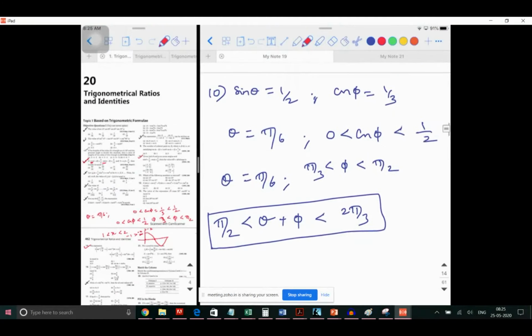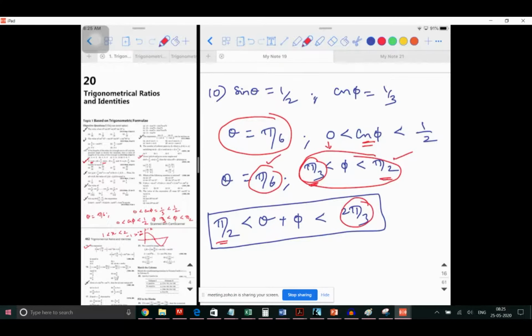Right. So if you look at it, as I told you, it is only one step. Theta is equal to pi by 6. This is a fixed value. But cos phi is greater than 0, less than half, so phi will be between pi by 3 to pi by 2. Cos 0 is going to be pi by 2. If you write pi by 2 here and pi by 3 here, then things will go wrong. Now if you add both, pi by 3 plus pi by 6 is going to be pi by 2, and pi by 6 plus pi by 2 will be equal to 2 pi by 3. That is the answer, pi by 2 to 2 pi by 3, as simple as that.